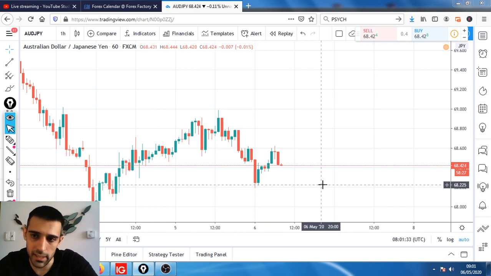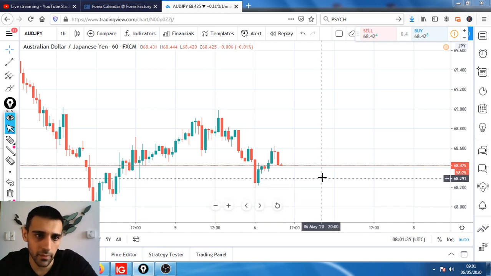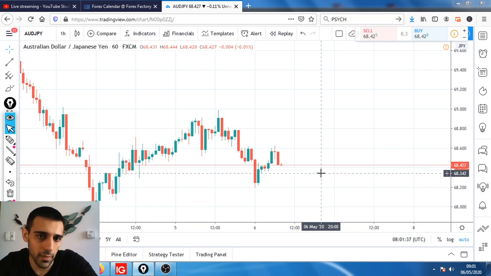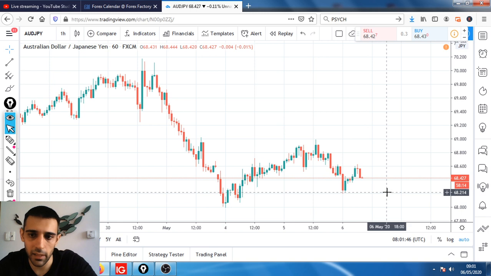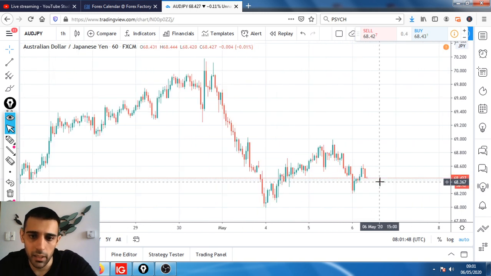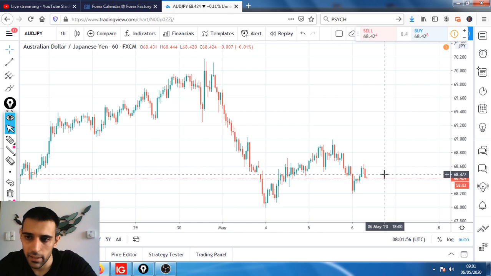Then once it does that, let's say 25, then I can look for the retracement up to this 68.35 level. So at the 68.35 level, we can take this one as an entry. 68.35. Let's have a look at the stop loss in here.